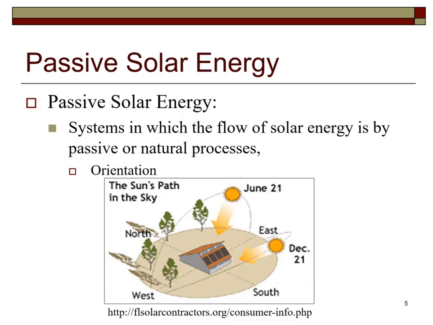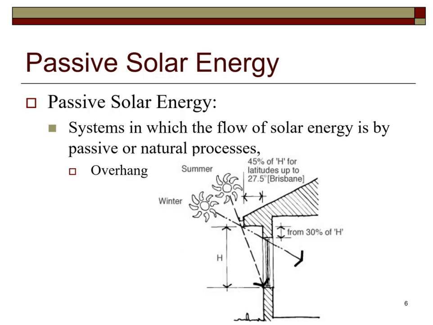Orienting the building correctly with respect to the sun is step number 1. This shows the importance of window location and overhang. The overhang must allow the sun to enter the windows in the winter time, but block the sun and not allow the sun to enter the window in the summertime.